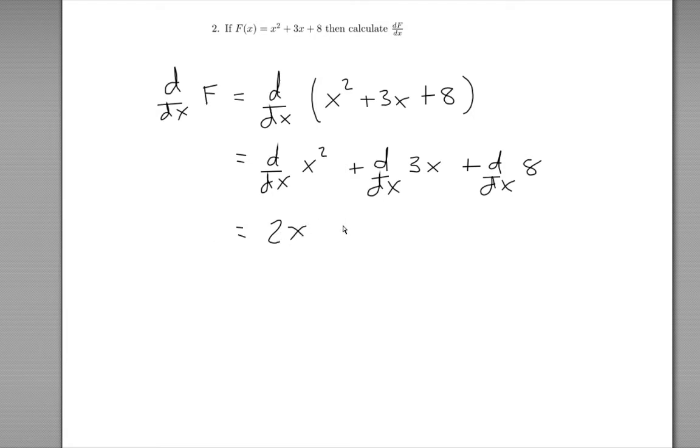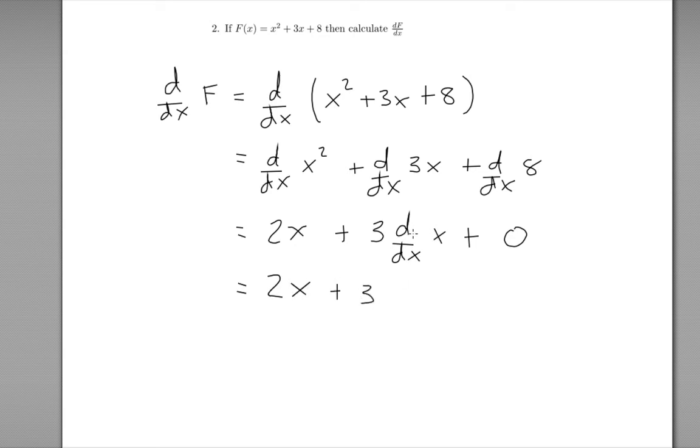Now the second term here, we have the derivative with respect to x of 3x. We have a rule that says we're allowed to take any constant that is multiplying our function and remove it from the derivative, so this just becomes 3 times the derivative with respect to x of the function x. We also have a rule that says if I'm taking the derivative of a constant, so the derivative with respect to x of the number 8 is just 0. The derivative of any constant is 0. So this becomes 2x plus 3.